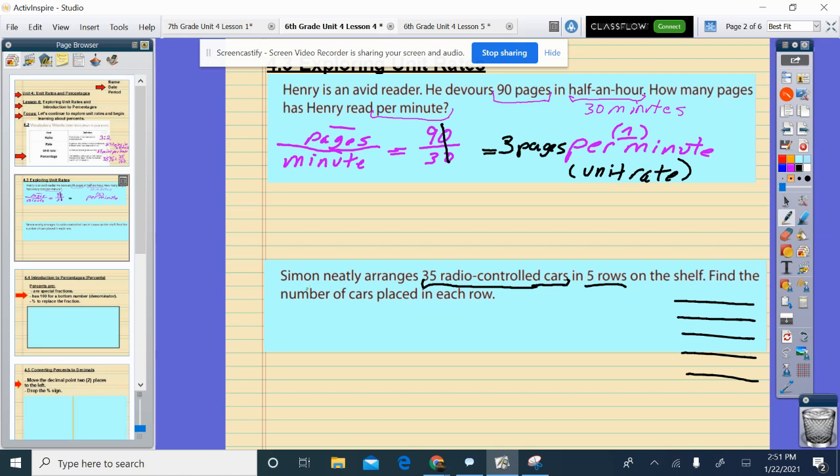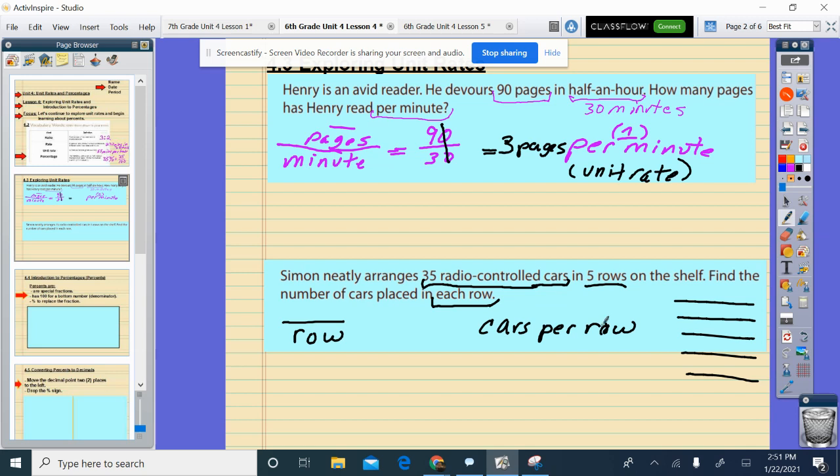Well, there again, now we're looking and saying, let's break this down. What are we looking for? We're looking for the number of cars in each row. So there again, that would be our denominator, that bottom number, because that's what we're saying. How many cars per row?